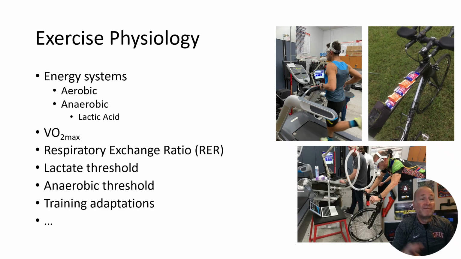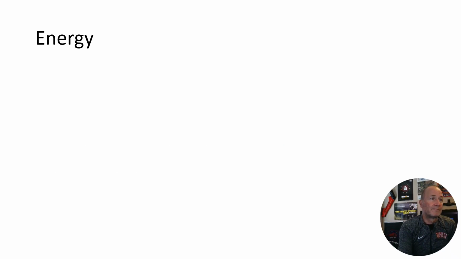Terms like VO2 max, which I'll go through in this presentation, or respiratory exchange ratio, which is the ratio of carbon dioxide exhaled to oxygen used, or terms like lactate threshold or anaerobic threshold or training adaptations. These things all come to mind when we start thinking as exercise physiologists.